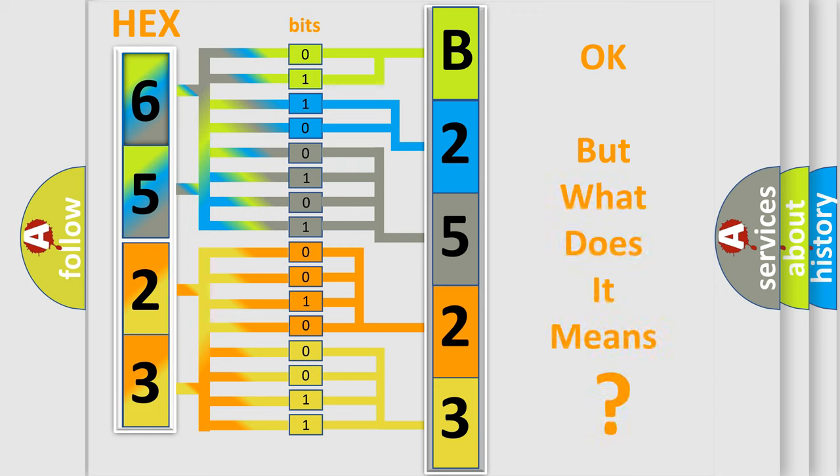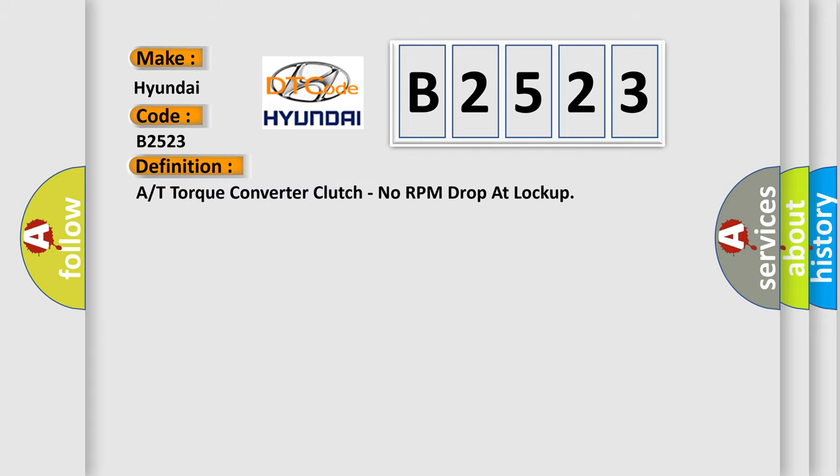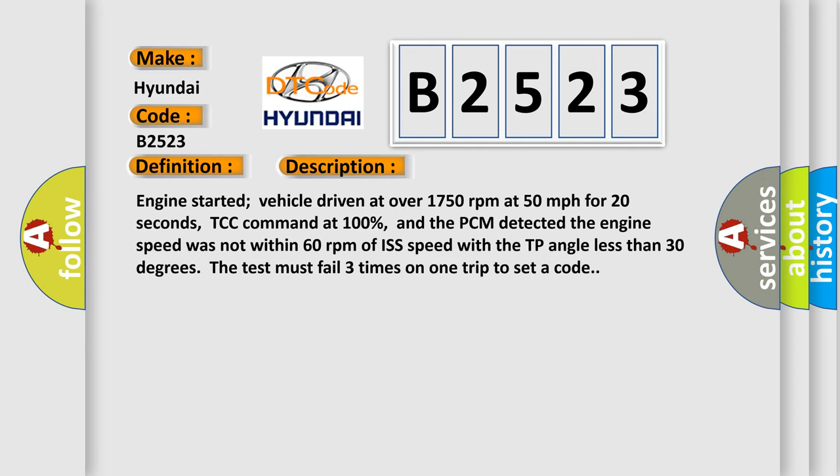The number itself does not make sense to us if we cannot assign information to what it actually expresses. So, what does the Diagnostic Trouble Code B2523 interpret specifically for Hyundai car manufacturers? The basic definition is TCC, torque converter clutch, no RPM drop at lockup. And now this is a short description of this DTC code.